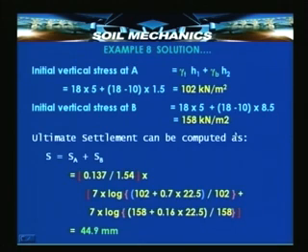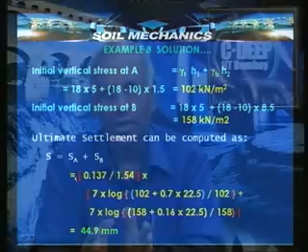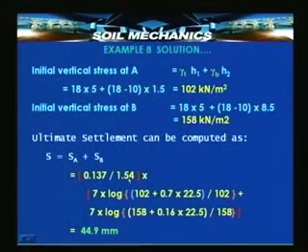What is the settlement, therefore? Settlement is the summation of settlement at A and settlement at B. What is settlement at A? Cc upon 1 plus E0. E0 is given to be 0.4, so 1 plus E0 is 1.4, into the layer, let us say, is doubly draining.